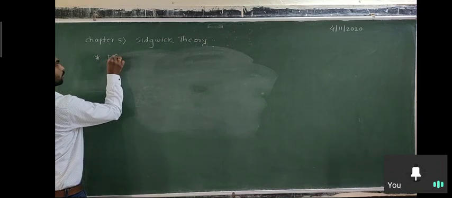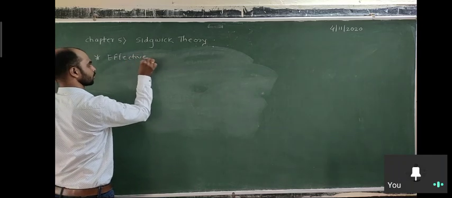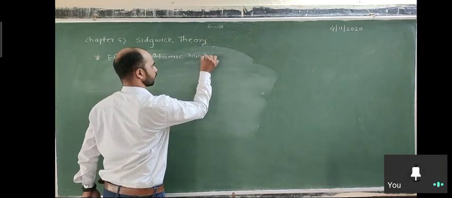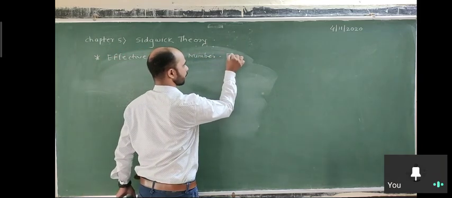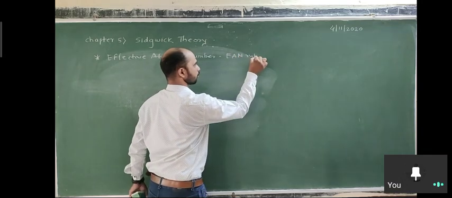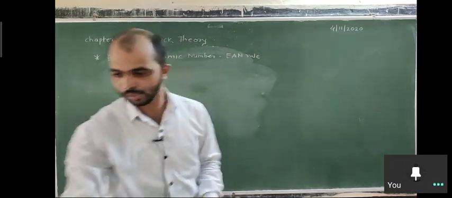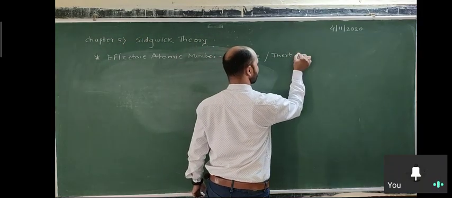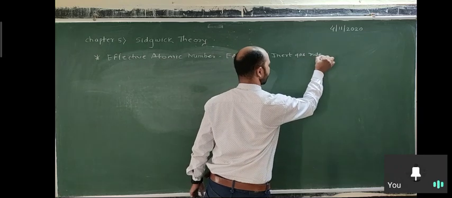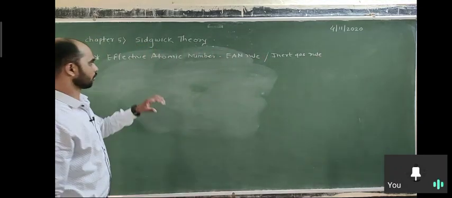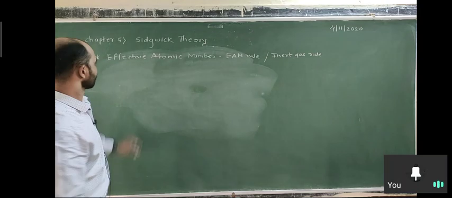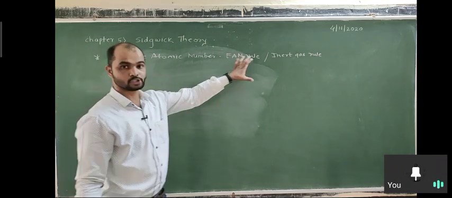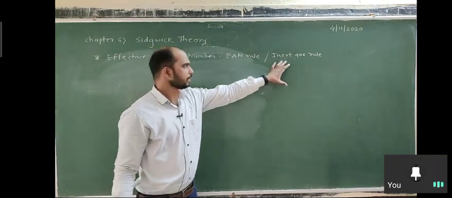It is effective atomic number, the EAN rule, sometimes called the inert gas rule. So the important rule introduced by Sidgwick is the effective atomic number, called the EAN rule, or sometimes called the inert gas rule.